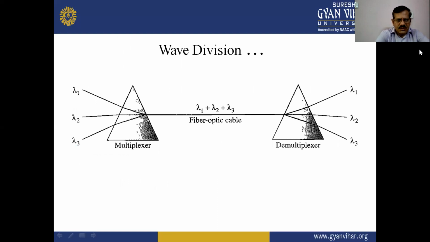With the help of a prism, the light signals which have different wavelengths lambda 1, lambda 2 and lambda 3 are multiplexed and converted into a single optical signal which has the summation of different wavelengths, lambda 1 plus lambda 2 plus lambda 3, and this optical signal is again converted into the original optical or light signals with the help of the demultiplexing technique, or by the demultiplexers.